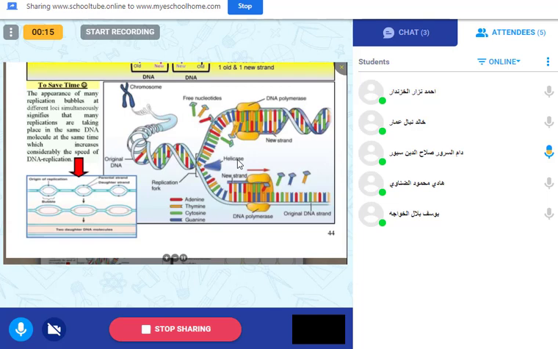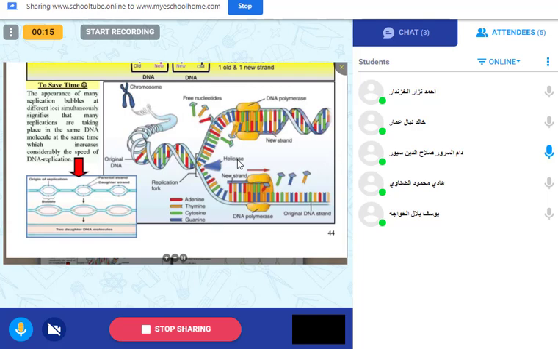DNA polymerase. How many of it do you have here? Two. One working on the upper strand, one working on the lower strand. So look at what it is doing. It's taking a free nucleotide, reading the old strand and putting the complementary one.